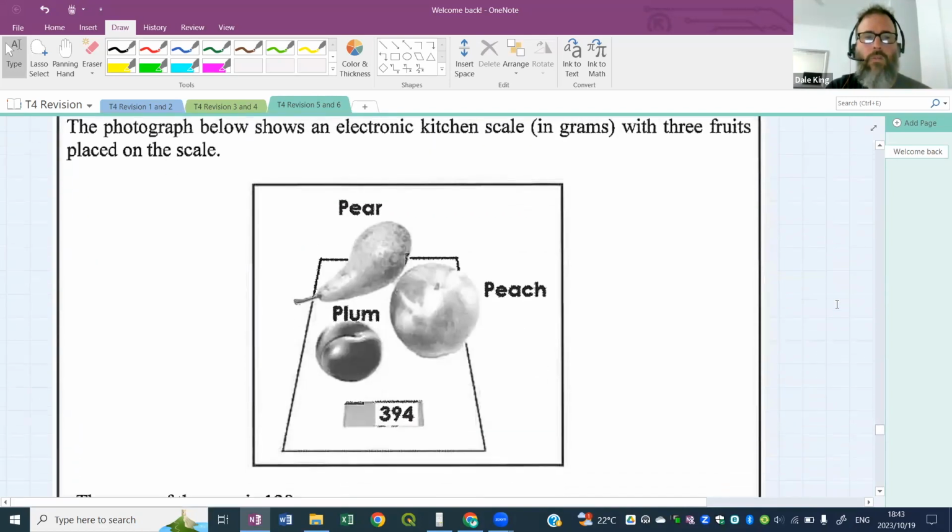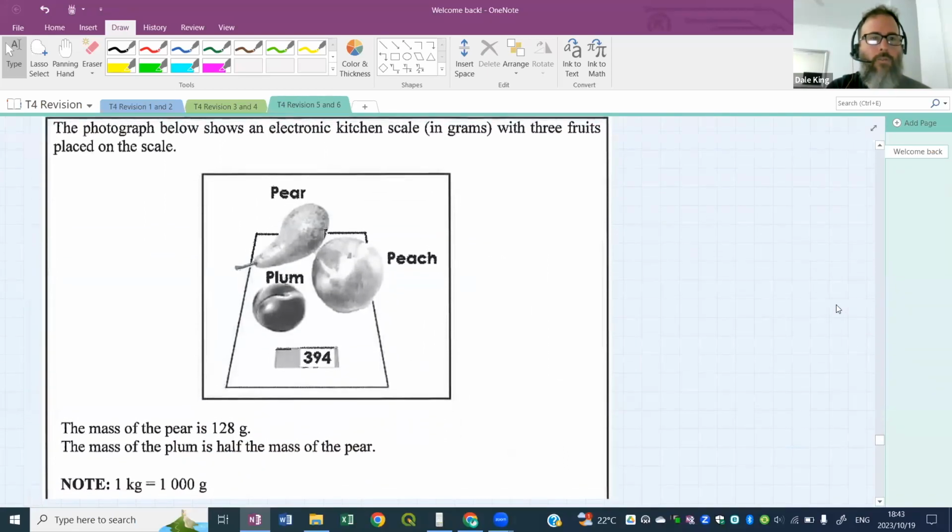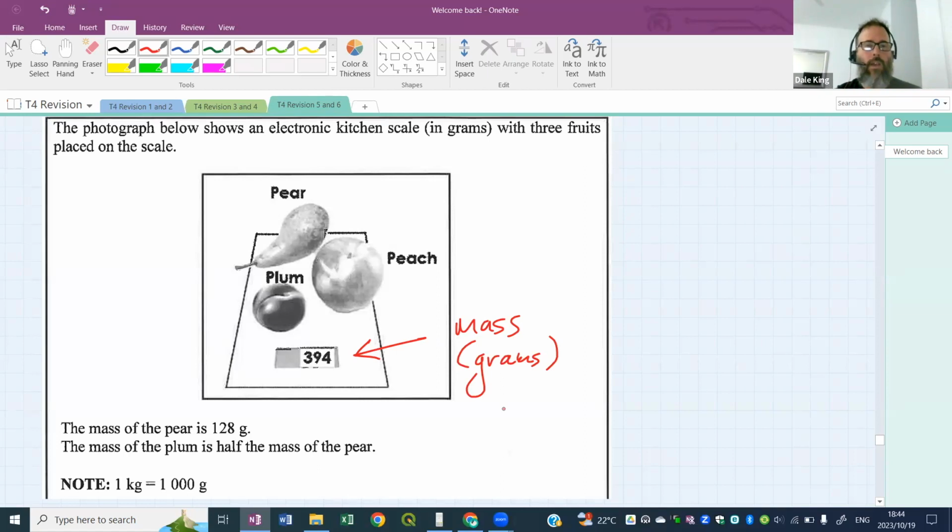All right, here we go. I think this is the last one. We have a scenario here where it says the photograph below shows an electronic kitchen scale in grams with 3 fruits placed on the scale. You know those kitchen scales where you weigh the flour when you're baking things. So that rectangle there is the scale, and someone's placed 3 fruits there, a pear, a peach, and a plum. The number that is showing shows the mass of the fruits, and we are working in grams.